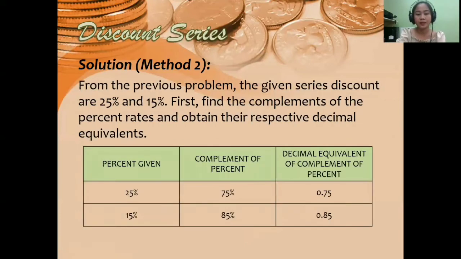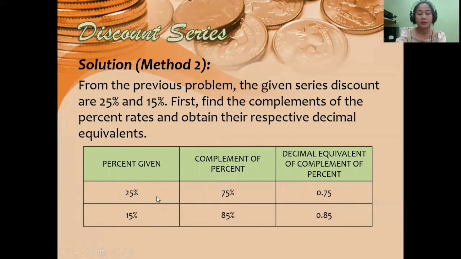Okay, we have here a table. First, we will find the complements of the percent rates and obtain the respective decimal equivalents. So we have here in our table three columns. The first column is the percent given in the problem. We have 25% and 15%. And the second column is the complement of the percent.